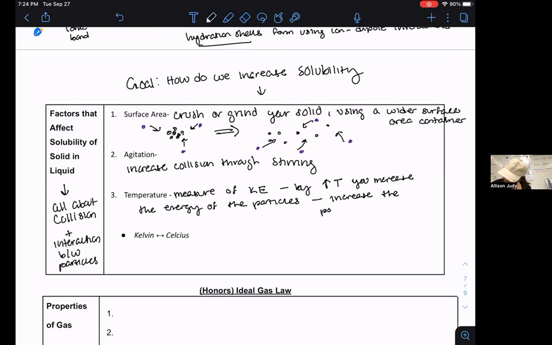Increase the possibility of collision. And then, of course, that means the more you collide, the more your particles interact, the more likely and better chances you are going to be able to mix a solid particle with its new liquid solvent particles.